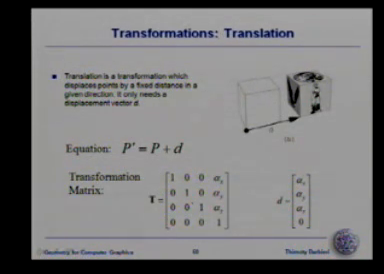If you want to translate a specific object, you translate it by a distance along a direction. That is, you apply a displacement vector d to every point of that object. This displacement vector has to be put here: Ax, Ay, Az. This is the displacement vector. This is the general equation, and this is the resulting transformation matrix.